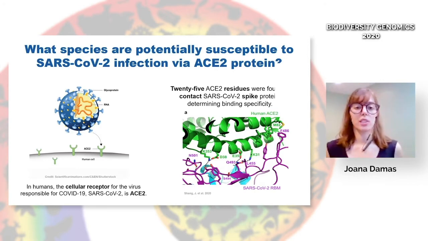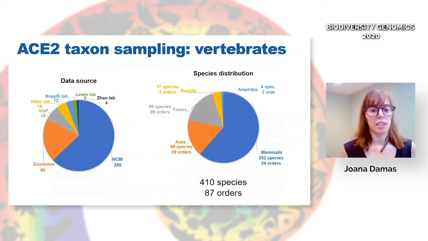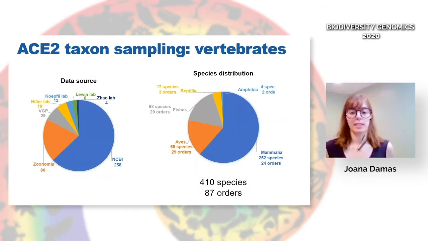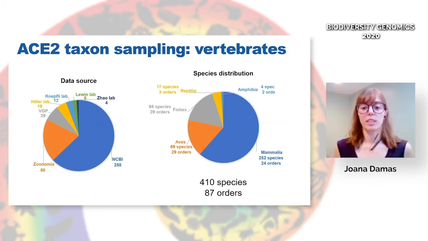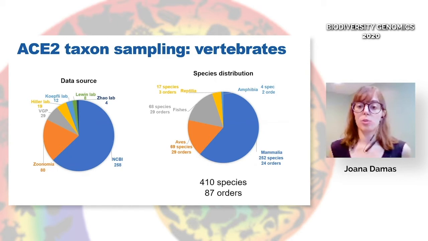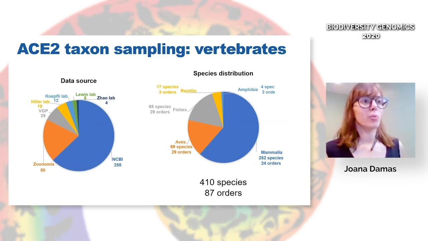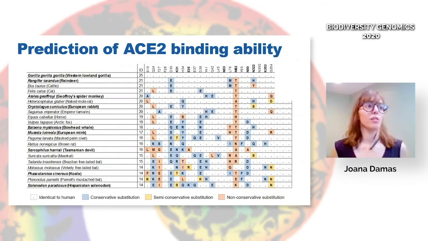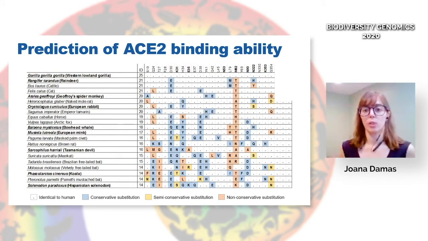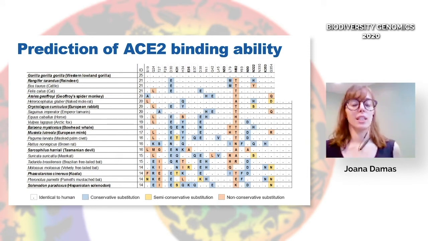To try and answer this question, we obtained ACE2 sequence data from multiple sources, including the Vertebrate Genome Project, and our final dataset comprised ACE2 sequences for 410 vertebrate species that covered all of the major vertebrate groups and 87 vertebrate orders in total. We aligned all of these sequences and extracted the information for the 25 residues that we know are important for binding in humans.